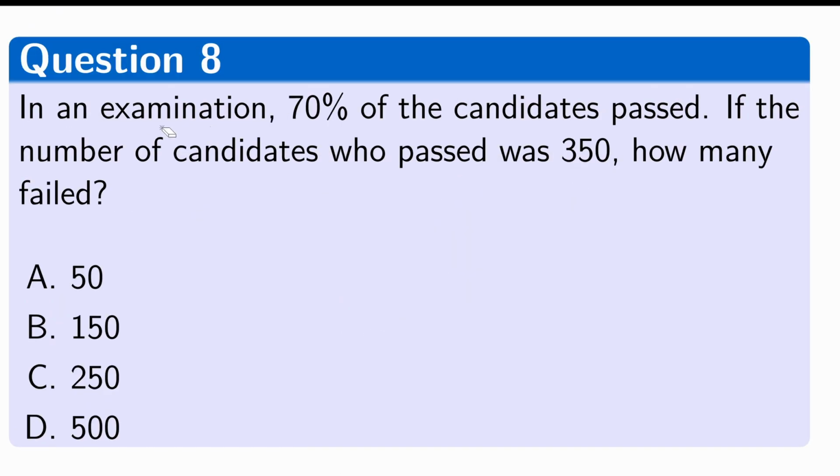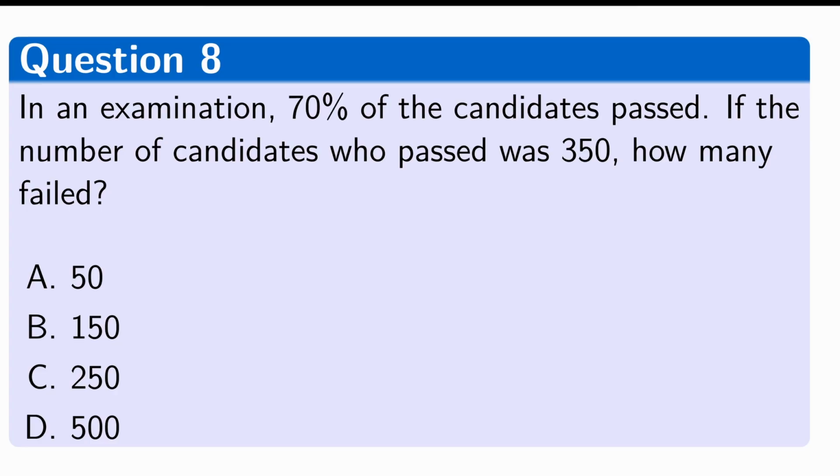Question 8. In an examination, 70% of the candidates passed. If the number of candidates who passed was 350, how many failed? Solution. So you can solve this question in two ways. You can first find the total number of people who wrote the exams, then subtract 350 from it to get the number of students who failed, or we can solve directly for the number of students who failed. So let's use the second approach, that's solving directly for the number of students who failed.